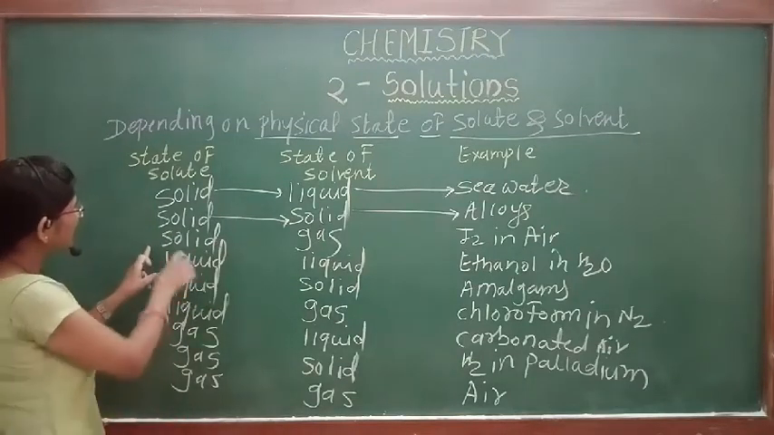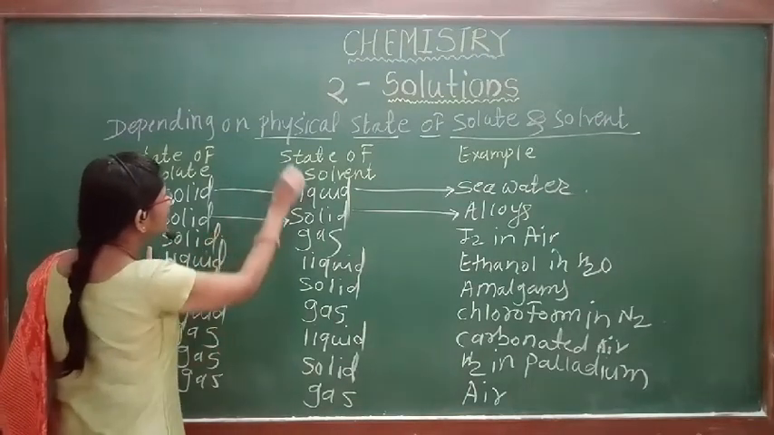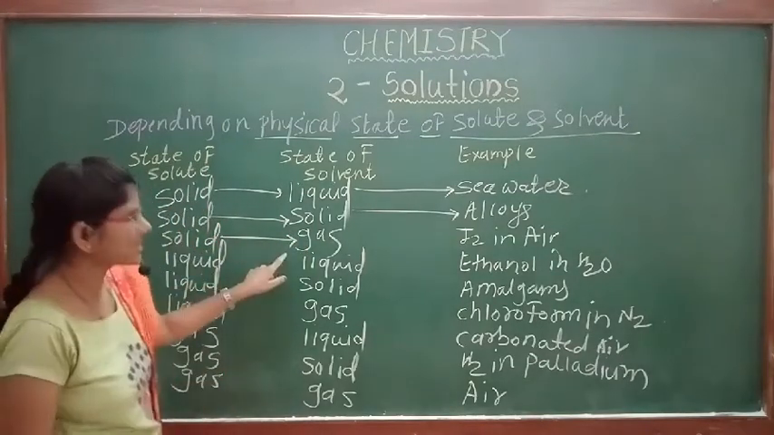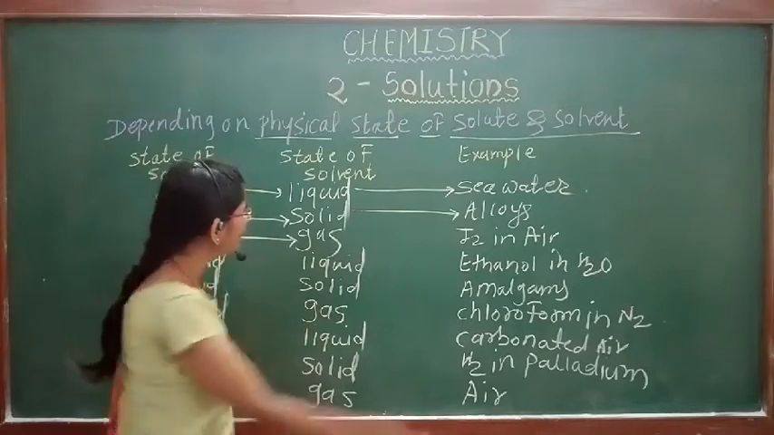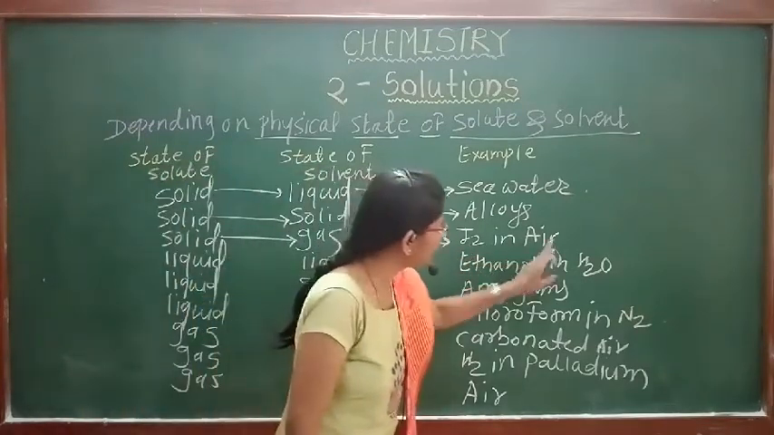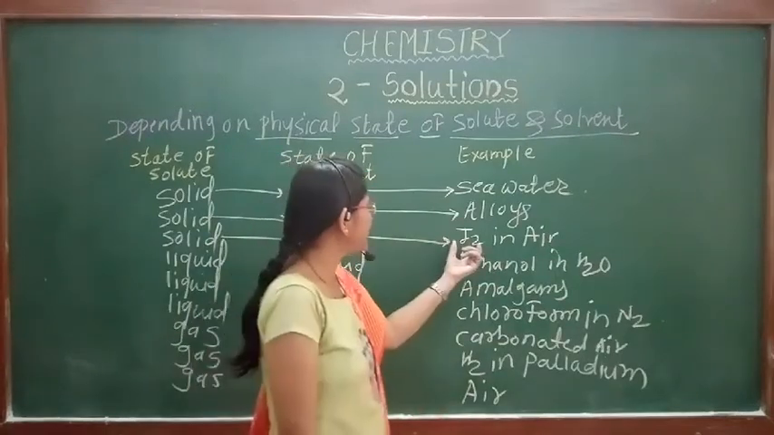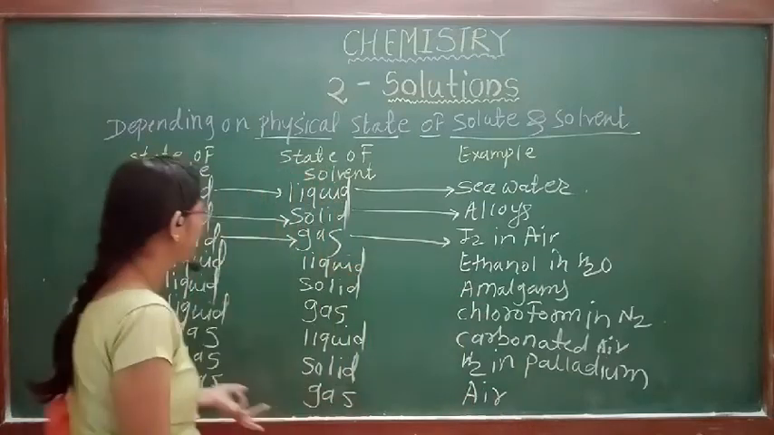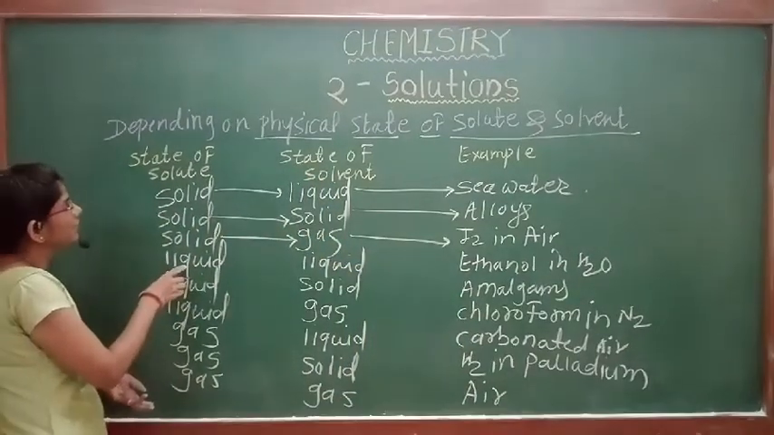Then if the state of the solute is solid but the state of the solvent is gas, then it forms a solid in gas type of solution. And the example of this type of solution is iodine in air, because iodine is present in the solid state and air is present in the gaseous state.